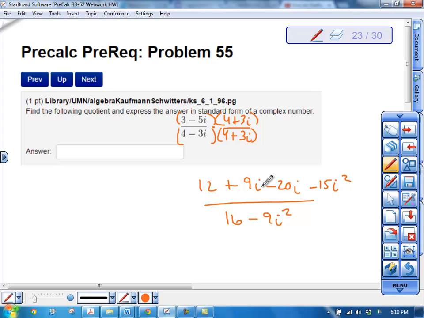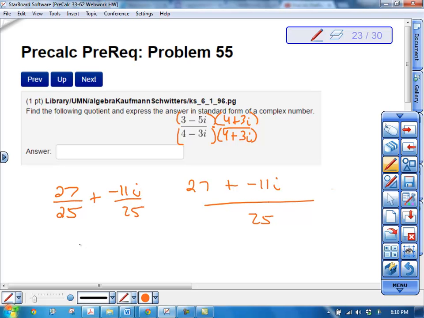So this simplifies to -11i. The 15i squared goes to -1, so that's going to be a positive 15. 9i squared goes to negative 1, so that's going to be a positive 9. So that's 25 on the bottom. And 15 plus 12 gives me 27. So there's my complex number. I'm going to write it like this though, 27 over 25 plus negative 11i over 25, because then it's in a plus bi form, where a is 27 over 25 and b is negative 11 over 25.